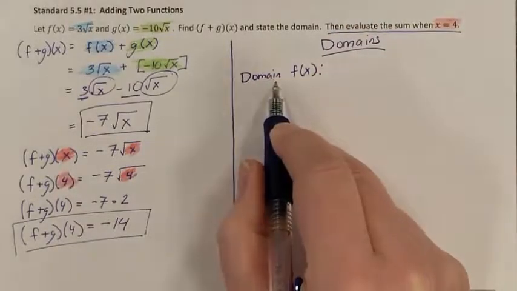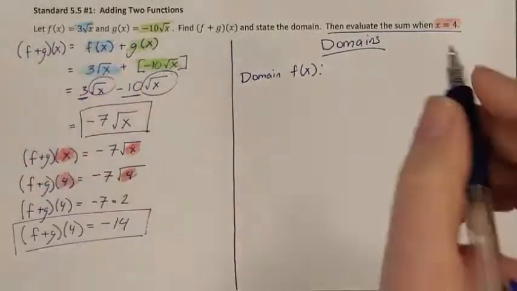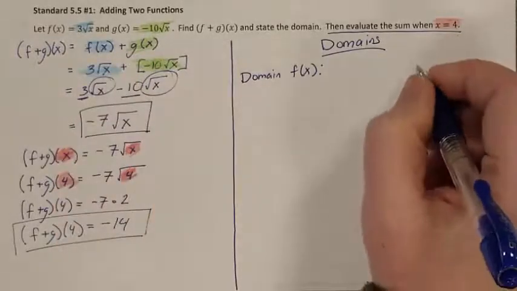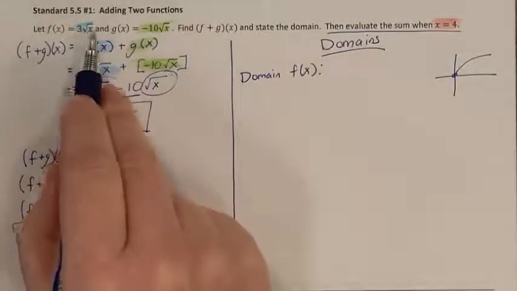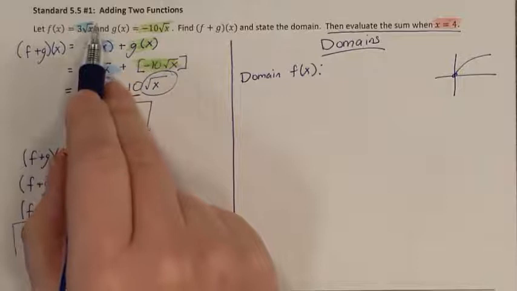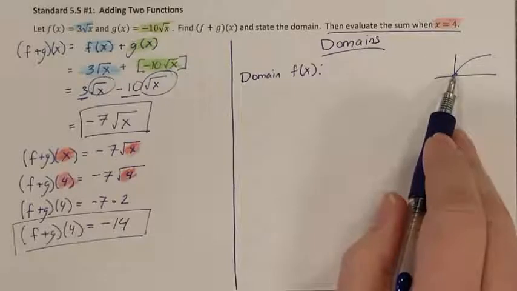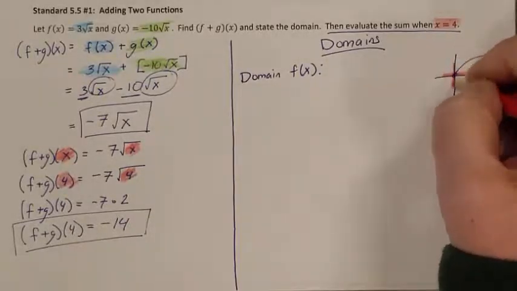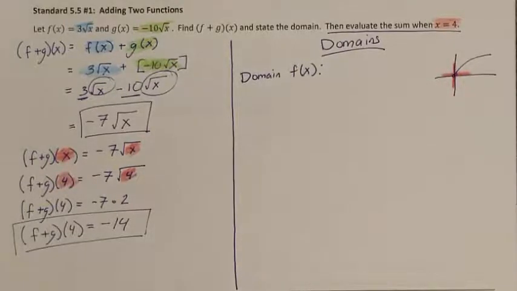Domain looks at all of the x values. So if I have 3 times the square root of x, we know when we graph the square root of x, square root graphs look like this. That's the parent function. This is not moved up or moved down. It is just multiplied, which means it's stretching, which means this point stays right here. That means it never went below this 0 line, and it never went to the left of this 0 line. So we have our domain and our range all harping on this one point right here.